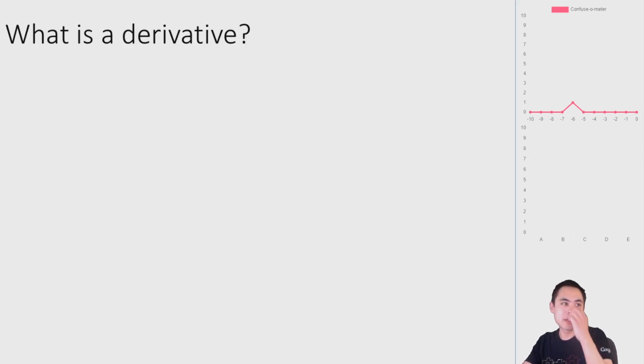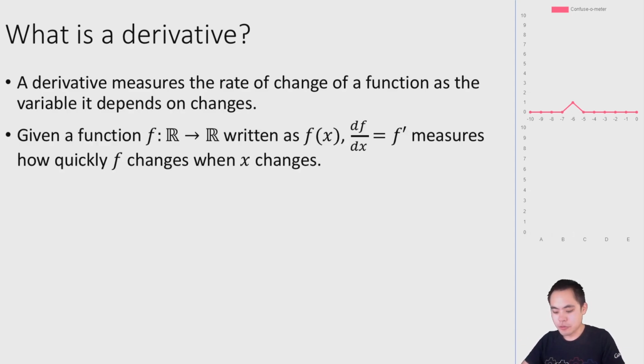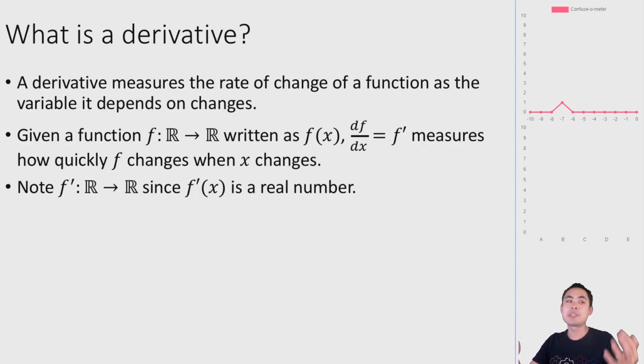In order to answer that, we first need to go back to what a derivative is for an ordinary function. A derivative measures the rate of change of a function as the variable it depends on changes. For example, if you have a function f from R to R, an ordinary function like you saw in your last calculus class, then df/dx, sometimes also called f prime, measures how quickly f changes when x changes. Note that f prime is also a function from R to R because f prime of x is generally a real number.